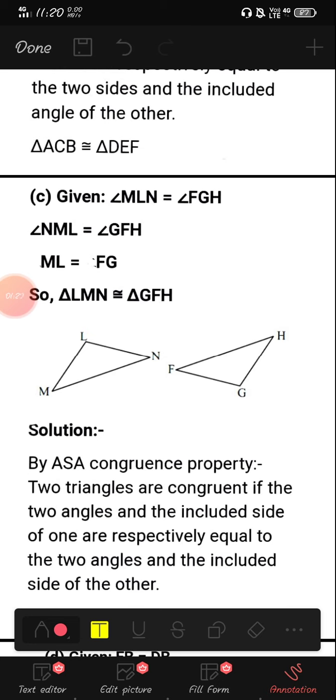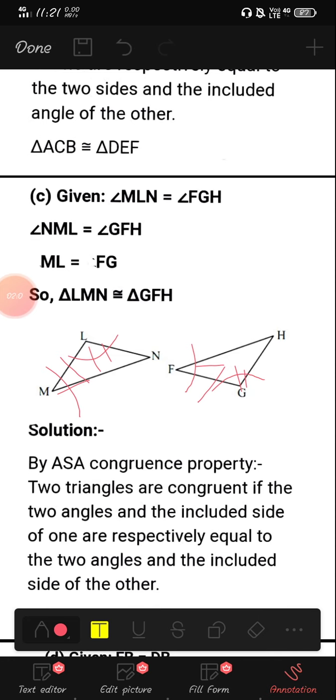C part, it is angle MLN is equal to angle FGH. It means they are talking about the middle angle L and middle angle G. Both the angles are equal. Angle NML and angle GFH both are equal. Now ML is equal to FG, ML is equal to line FG. So they are also congruent because they are following the ASA congruence property, means angle side angle.